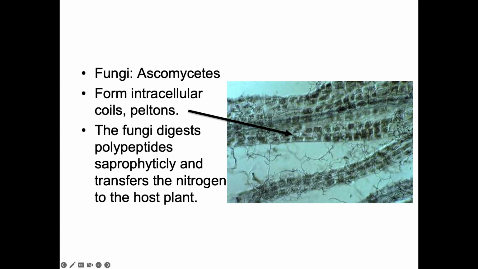And this is what they look like. Again, they're producing some of these pelotons in these roots, right? And they actually go out and take it saprophytically and transfer the nitrogen back to the plant, and then the plant gives the fungus carbon. And that's how they function.